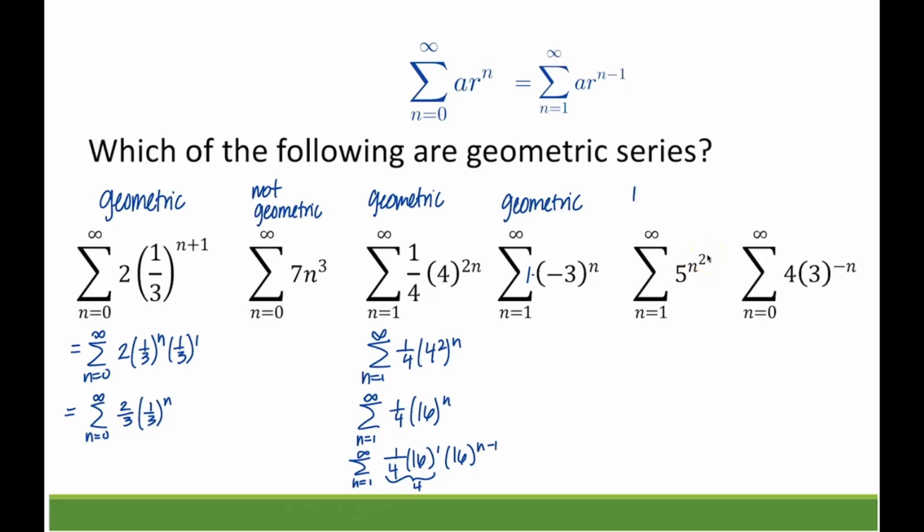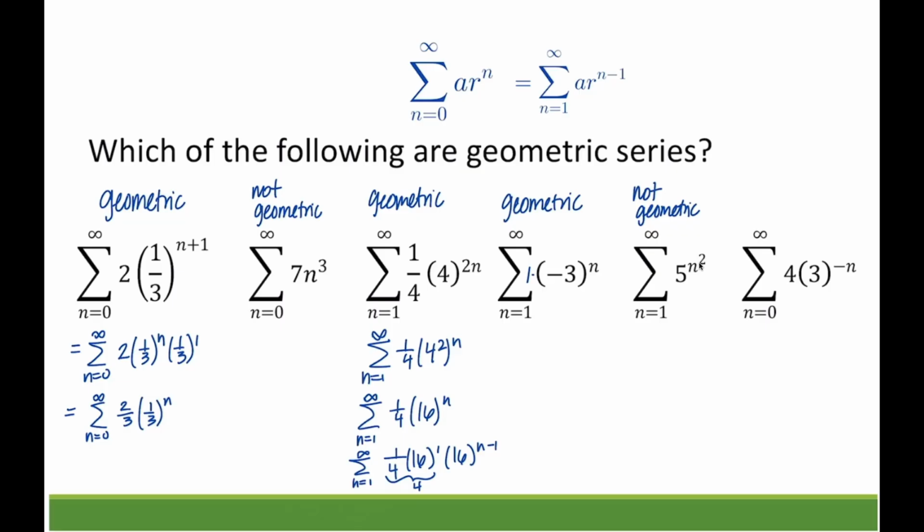The next example, the sum of n equals 1 to infinity of 5 to the n squared. This one is not geometric. So although I have a number in the base, 5, I don't have just n to the first up in the exponent. So remember, the true definition here is that to get from one term to the next, we're always multiplying by the same number.